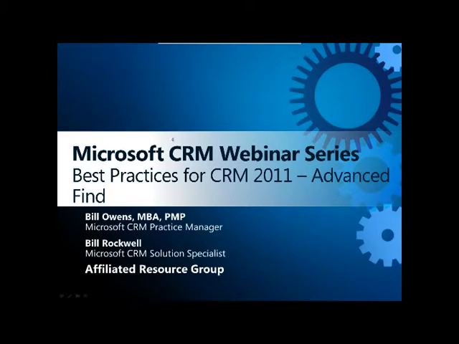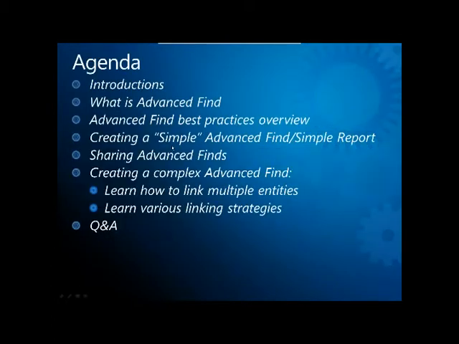So first off, I'm going to go through the agenda here. We're going to go through some introductions. I'm going to go through what is an Advanced Find, then the Advanced Find Best Practices overview. We're going to create a couple simple Advanced Finds, which will actually create us a simple report as well. We're going to share some Advanced Finds. We're going to create a complex Advanced Find. We're going to learn how to link multiple entities together. We're going to learn various linking strategies, and then we're going to go into Q&A.